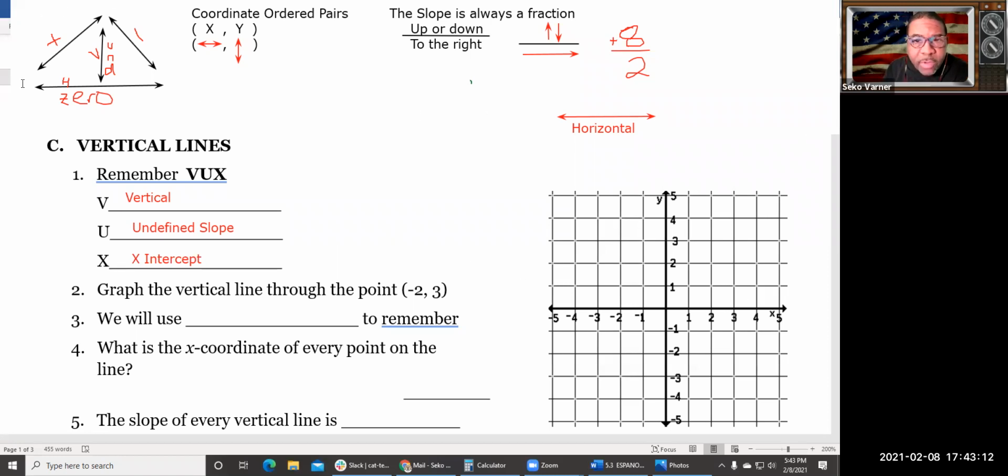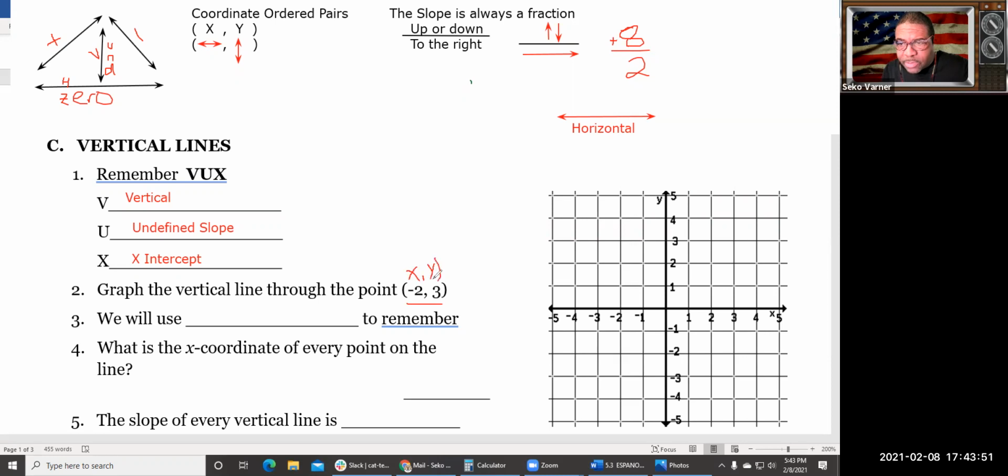Okay. And if you remember, we have all this here to remind ourselves. The x goes left and right, the y goes up and down. On a slope, the slope is always a fraction. The top part is up or down, and the bottom part is to the right. So if it was plus 8 over 2, then we know it's going to go up 8 and over 2. So it says graph the vertical line through the point -2, 3. So that's our x, that's our y.